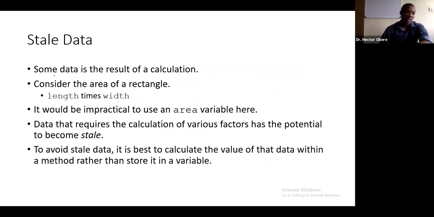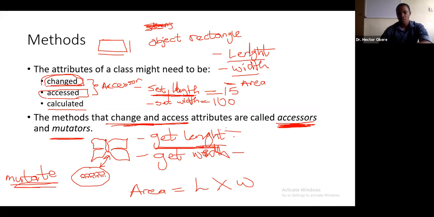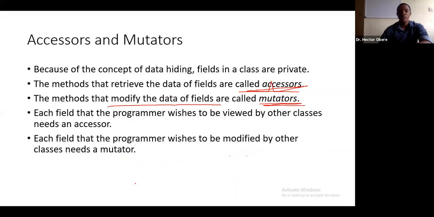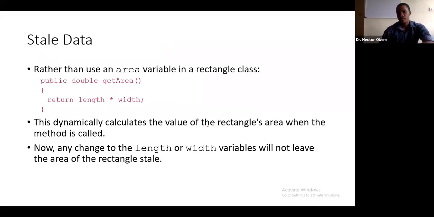Then you have stale data. Some data is the result of calculation. They are stale data, right? Like when I said area, do you remember? Area is this times this. When you multiply this times this, it will give you the area of the rectangle. So this is stale data. Consider the area of a rectangle, length times width. It will be impractical to use an area variable here. Data that requires the calculation of various factors has the potential to become stale data. So avoid stale data. It is best to calculate the value within the method rather than store it in a variable.